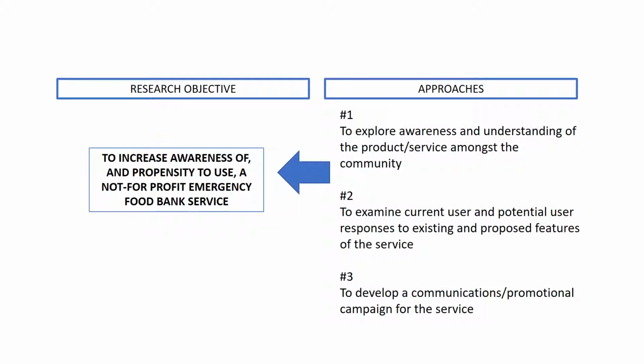Our second research objective here relates to increasing awareness of and propensity to use a not-for-profit emergency food bank service. And 3 separate approaches are given. The first one is to explore awareness and understanding of the product or service amongst the community. Number 2 could be to examine current user and potential user responses to existing and to proposed features of the service. And number 3, to develop a communications or promotional campaign for the service.